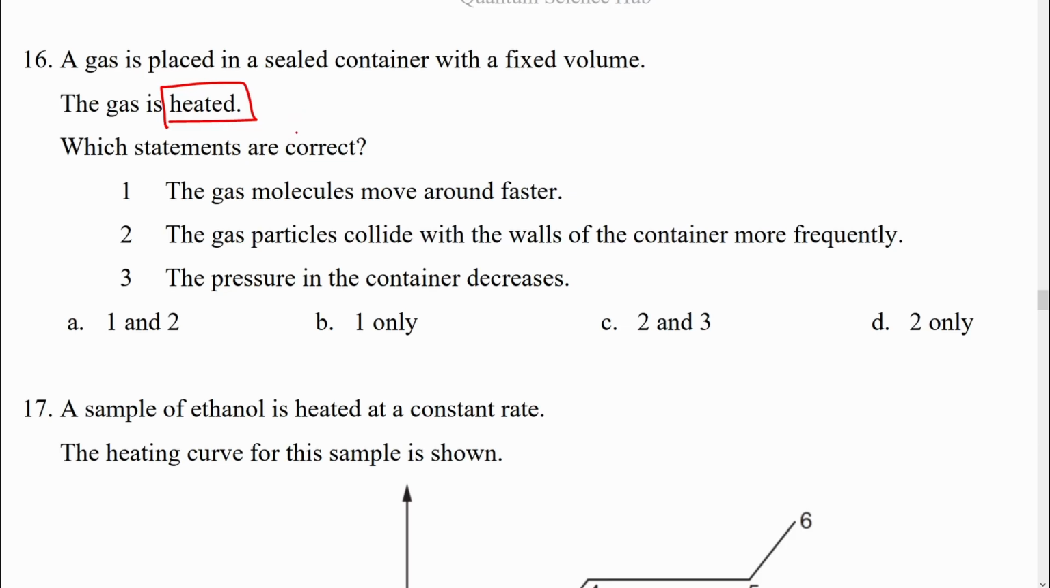So for statement 1, the gas molecules move around faster. Yeah, that's correct. Statement 2, the gas particles collide with the walls of the container more frequently. Yes, of course, because the gas moves faster. That's why the chance of the particles colliding is also increased. What about 3? The pressure in the container decreases. Not decreases. This should be increases, right? So the correct statements are 1 and 2. So the correct answer is A.